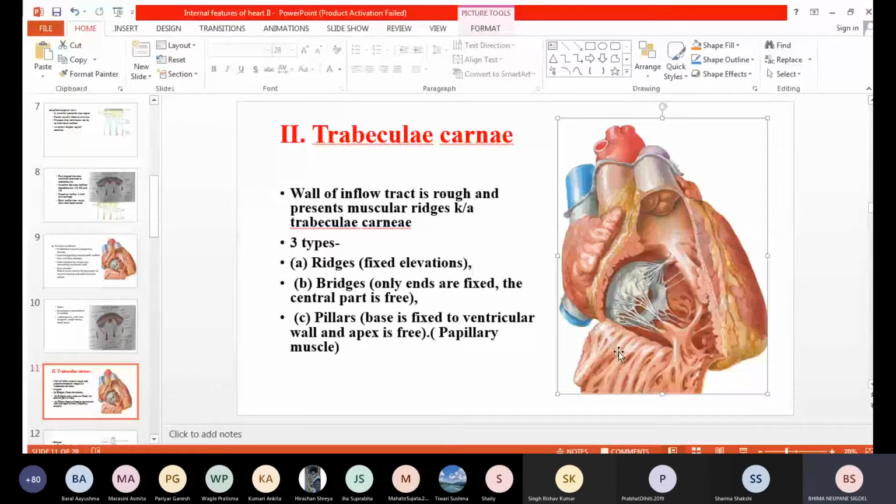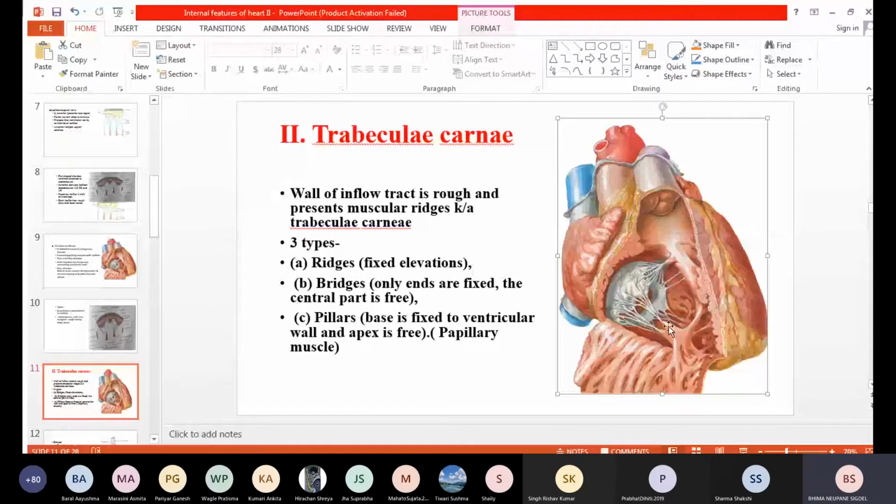After that, the bridges, like a bridge, in which both ends are fixed. The central part is free, and the two sides are fixed. Two ends of the bridge are the fixed part. And other than that, the third thing present is the papillary muscle.